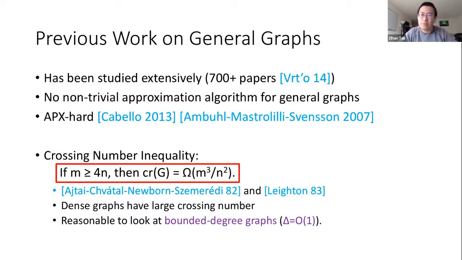But we do have one beautiful combinatorial result, which is the crossing number inequality. This inequality says that if the number of edges m is larger than 4 times the number of vertices n, then the crossing number must be of order at least m cubed over n squared. This inequality basically tells us that if the graph is dense, then it must have large crossing number. So the interesting part of this problem is really when the graph is sparse. Therefore, it makes sense to look at bounded degree graphs, which is also the main research direction on this topic in the past 10 years.